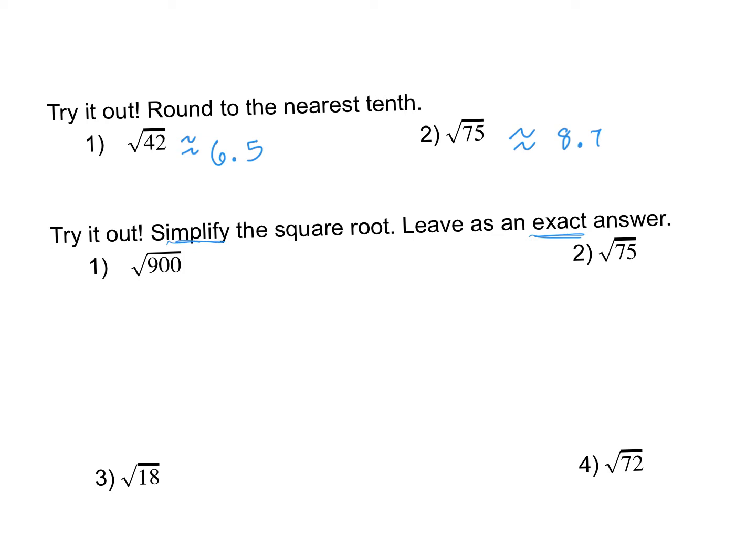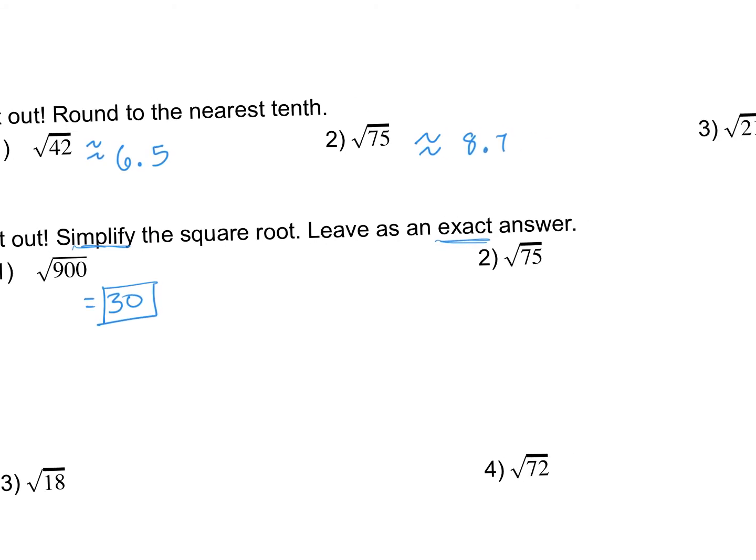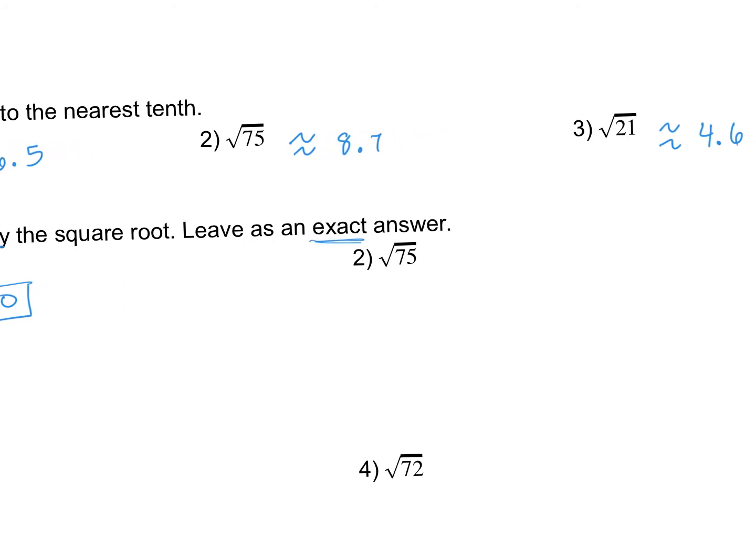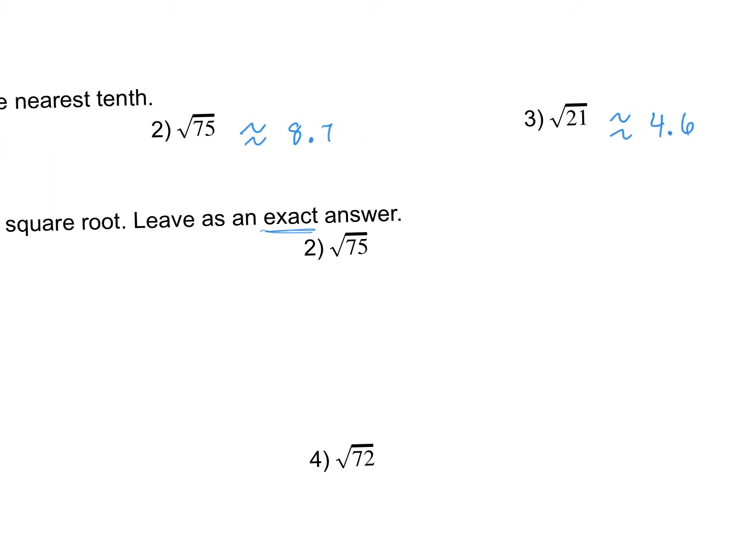Now, let's simplify the square root and leave it as an exact answer. So here's the square root of 900. I'm going to first punch that in to see if it is a simple one. Oh, the square root of 900 is just 30. So that is my answer, just 30. The square root of 75: I punch that in and I get a decimal, so I need to break this down using my tree. I'm going to start with 75. I know 75 is 25 times 3. I'm going to circle my 3.